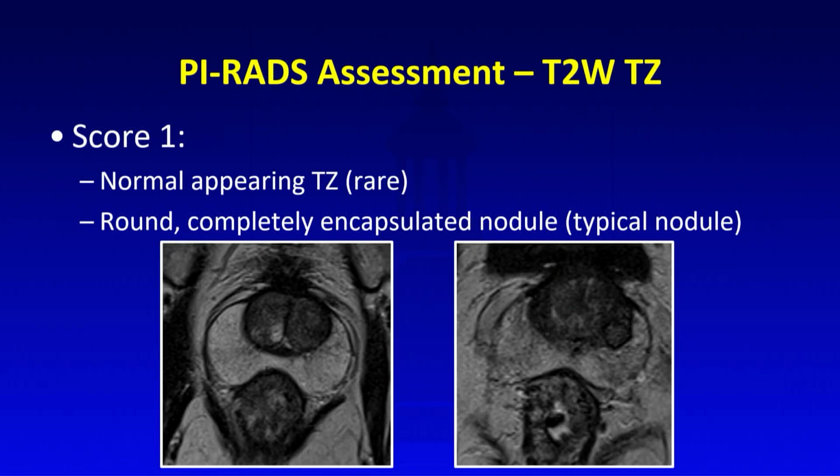Now let's look at the transition zone. I think the transition zone is actually a lot trickier than the peripheral zone. So again, in the screening population, having a normal-looking TZ, this is, again, my one case that is a perfectly normal specimen. It's very rare. Usually we see some BPH nodules. Classic BPH nodules are very well circumscribed, T2 bright, and in the PI-RADS 2.1, if you see this typical nodule, you can put it as a PI-RADS 1.